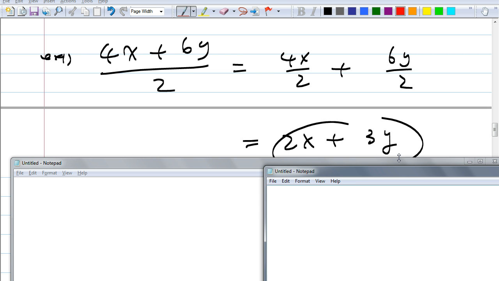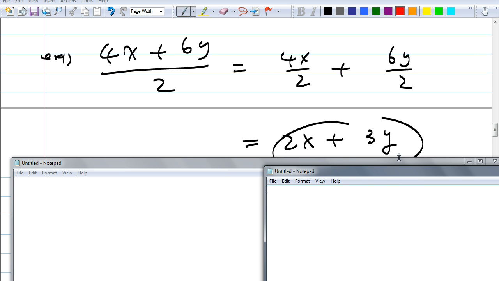How about Brandon? What do you think? They're not like terms. Can we use the distributive property backwards? No. Do you have any common factor in it? No, we don't. So you leave it this way. Does that make sense? All right.